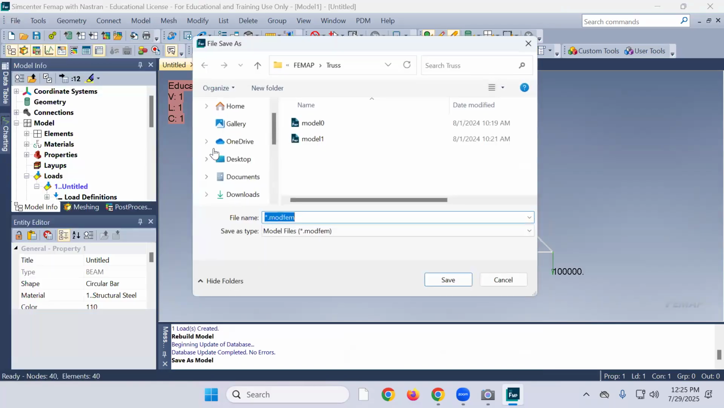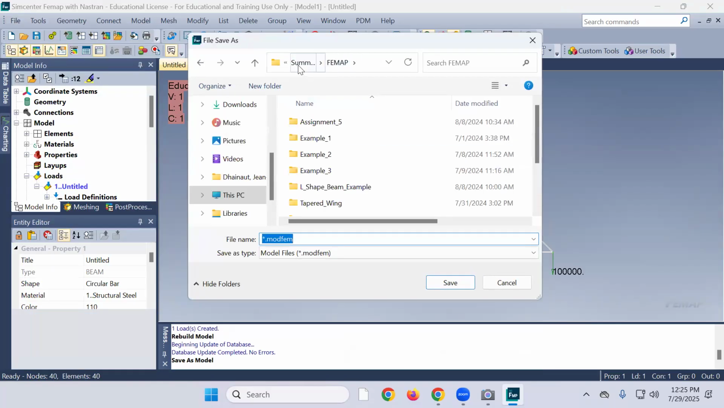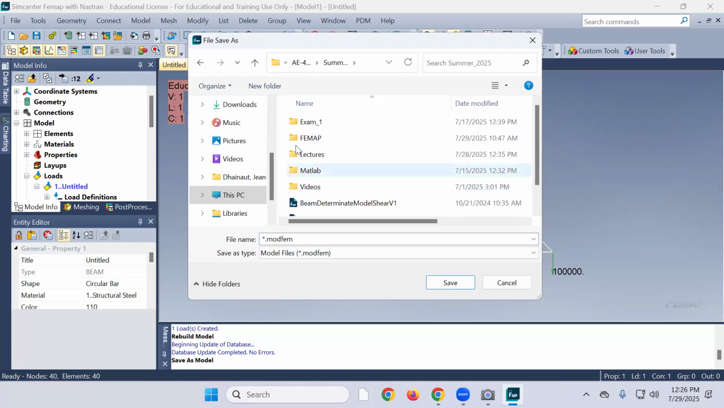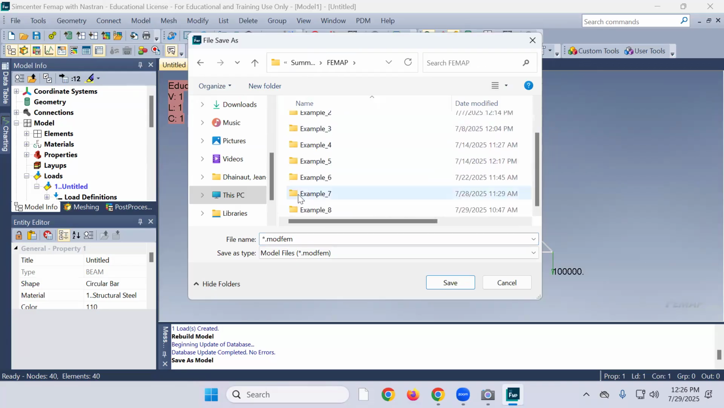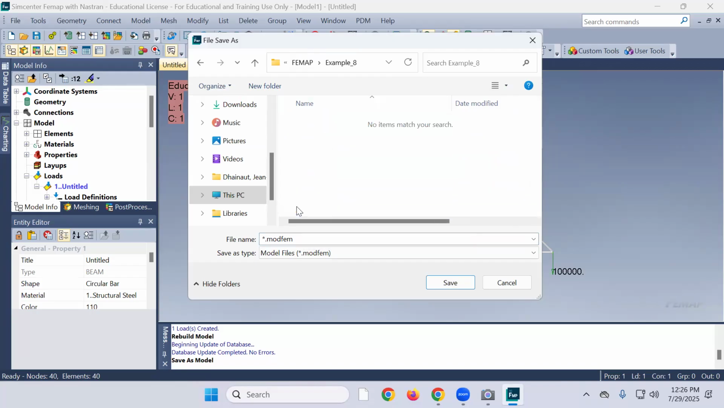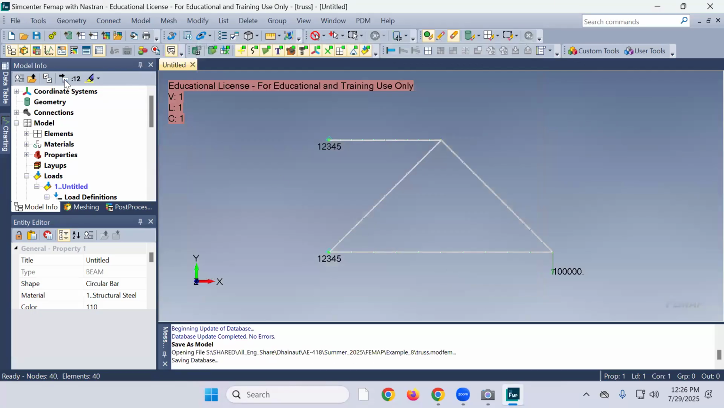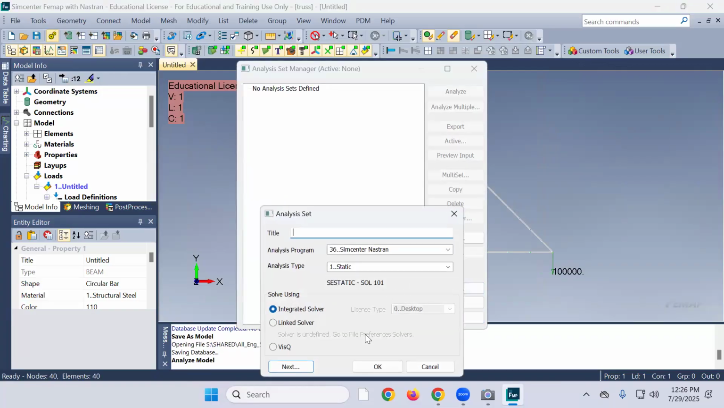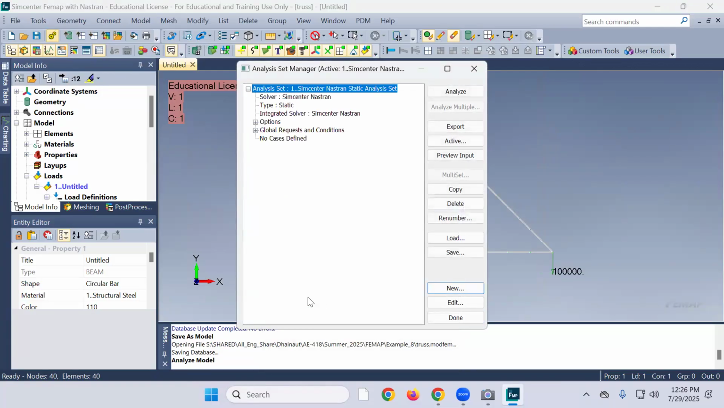File, save as. Vmap summer. Let's see, summer 25. Vmap. This would be example 8, I'm guessing. So let me call this one truss. Run it, create new. Hopefully it's not gonna give any error. Pray.